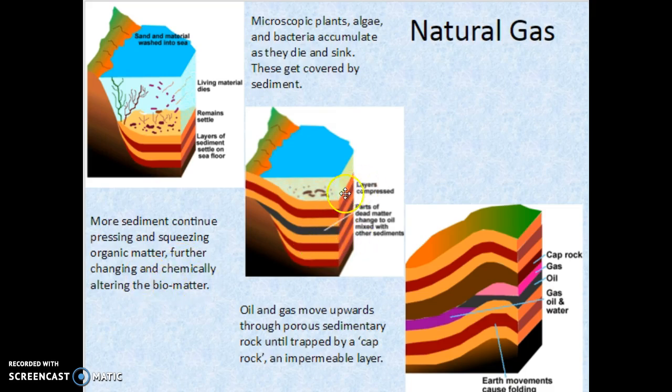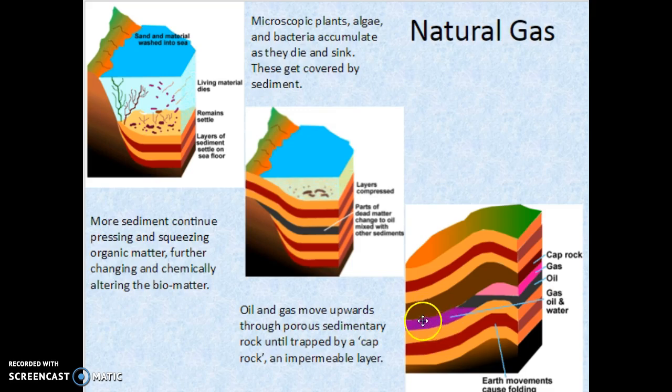So this here would be layers of compressed material, right? They're squeezing the material. Parts of the dead matter change to oil mixed with other sediments. And then lastly, what we would see if we were to look beneath the Earth's surface is that oil and gas move upwards through porous sedimentary rock, like a sandstone, until they get trapped by what we call a cap rock. And this is an impenetrable or impermeable layer.